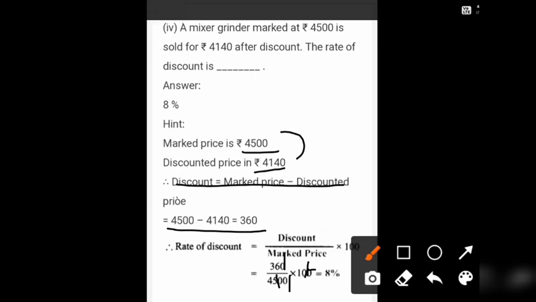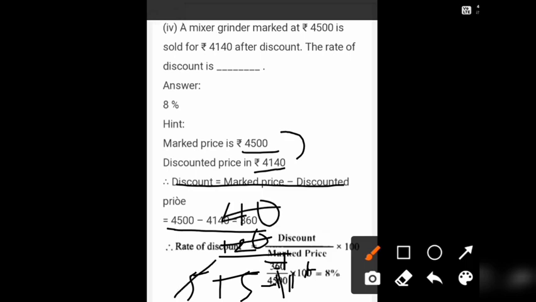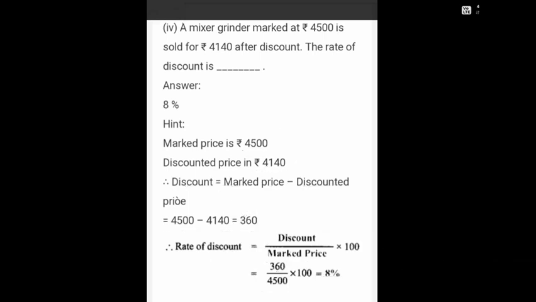Here 2 zeros get cancelled. Here 45 and here 36. These two in the 3 table. This is 15 times, this one is 12 times and 0 is there, so 120. Again using third table, this is 5 times and this one is 40 times. Again fifth table, 8 times. Our answer is 8%.